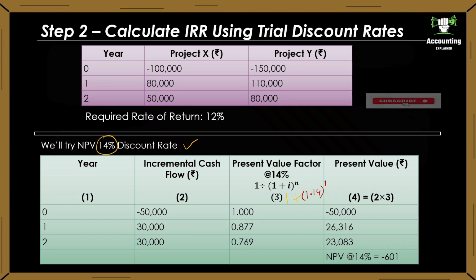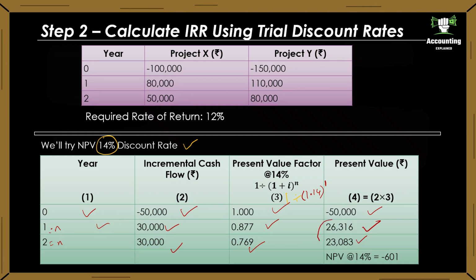Here 0 is the base year, 50,000. Column 2 into 3 is minus 50,000. Year 1 it is 30,000. 1 divided by 1.14 to the power of 1 is 0.877. So on multiplying 2 into 3 you get 26,316. Here n is 2, 30,000. The present value factor is 0.769. 30,000 into 0.769 is 23,083.